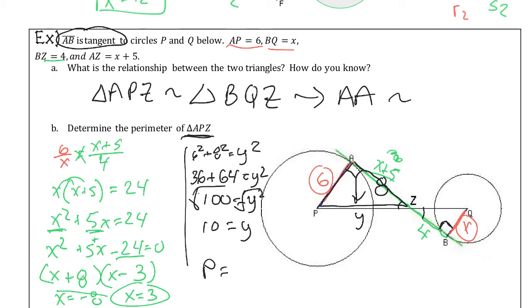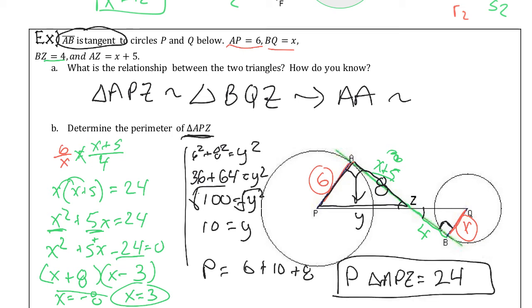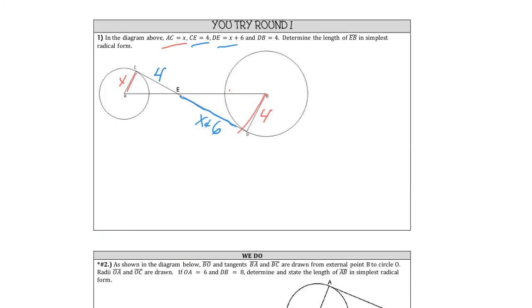So the perimeter equals 6 plus 8 plus 10. So the perimeter of triangle APZ equals 6 plus 8 plus 10 is 16 plus 8, 24. Bam, done. So, long problem. We had to first know we had similar triangles, so we could use a proportion. Then if we had to find a third side, we would just use that Pythagorean theorem. So I want you to try the example on the next page and then hit play, and I will show you the answer.